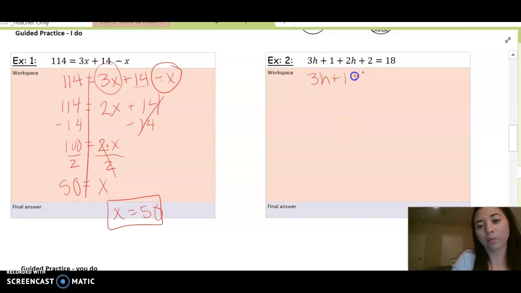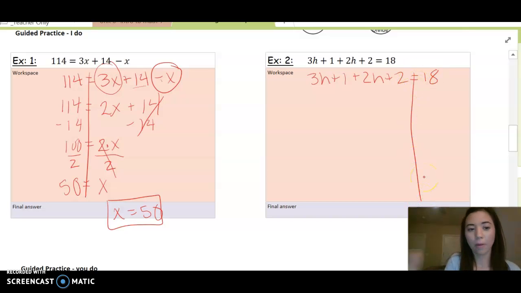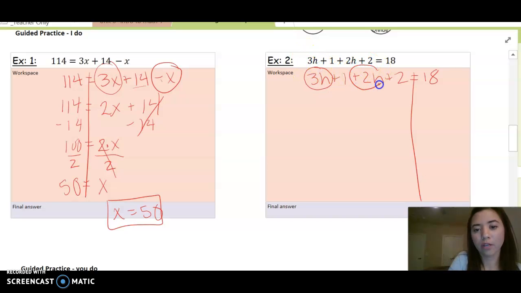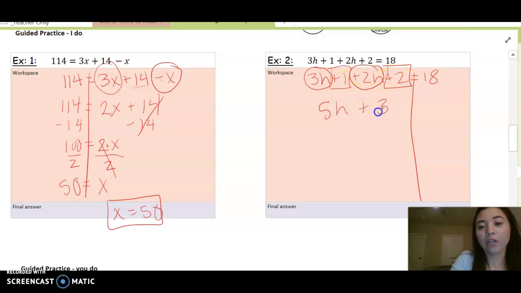h plus 1 plus 2h plus 2. Draw a line at the equal sign. And I'm going to just start by circling my like terms. This one has an h. This one has an h. This is just a regular number. That is just a regular number. 3h plus 2h is going to give me 5h. 1 plus 2 is 3.